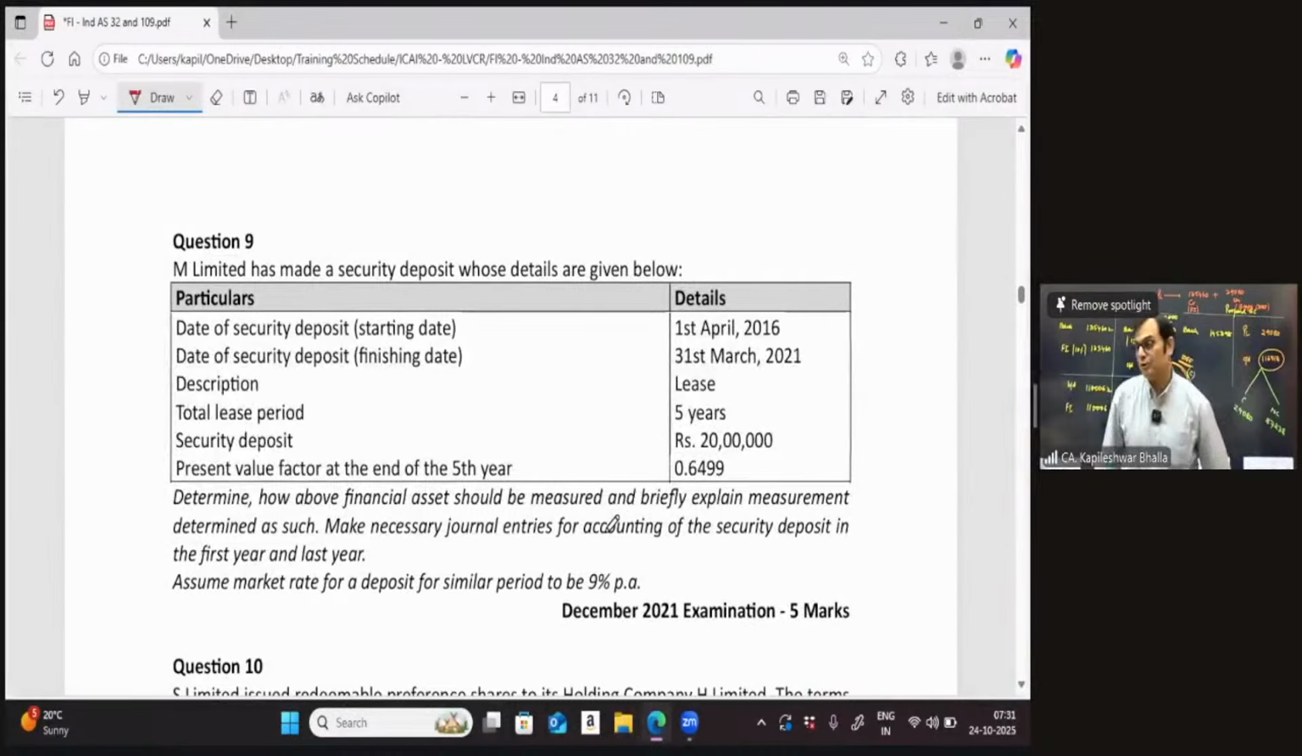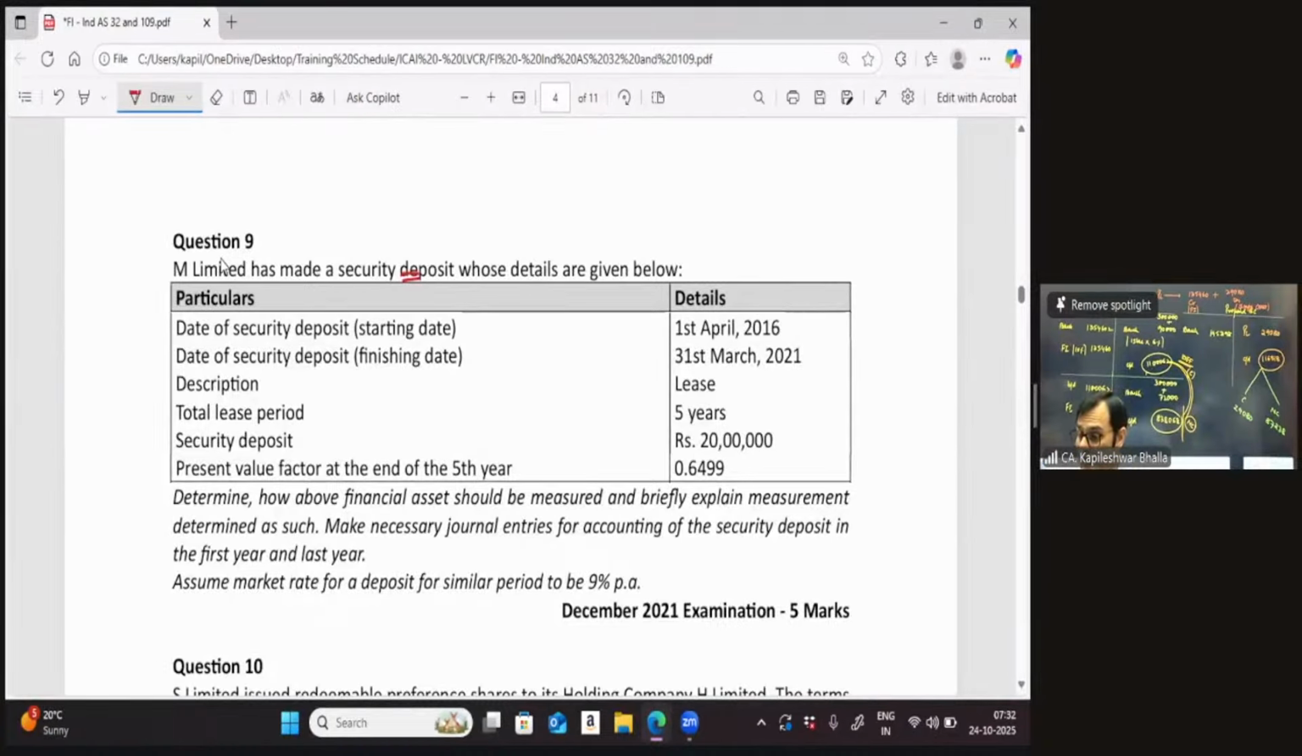Another examination question. We're looking at another examination question. That is question number 9. This is December 21, a simple and straightforward 5-mark question. Simple and straight 5-marker, simple question. Now, let's have a little read on the inputs which are given in this particular case. So I am given the inputs in this case. It says M made a security deposit whose details are given.